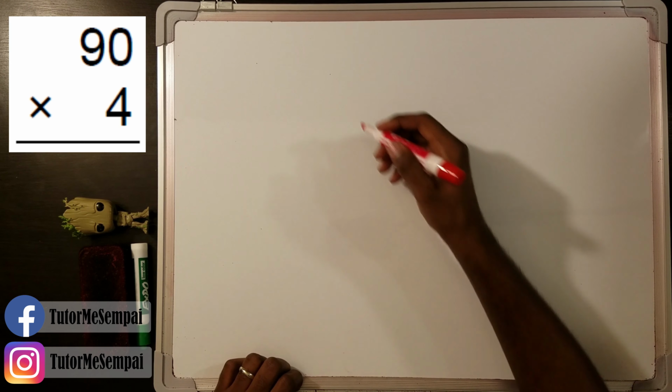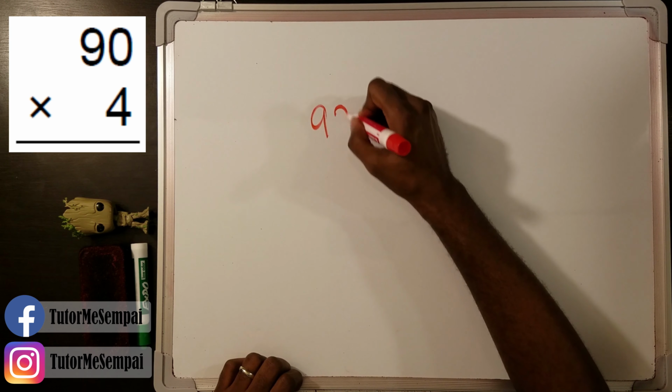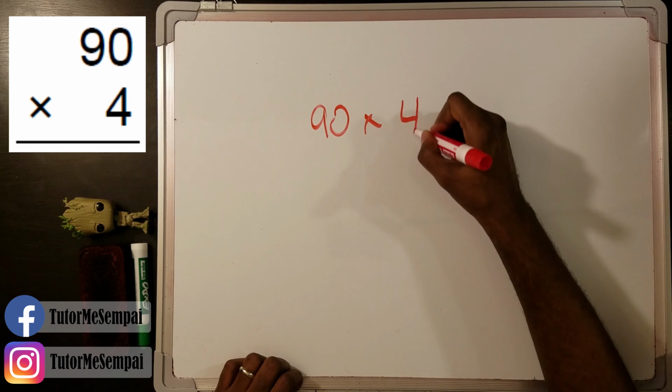So now that we got the two recommendations out of the way, let's look at our first question, and we're going to use that to walk through the initial steps, and then we're going to apply those steps to our second question. So our first question says, we're going to be doing 90 times 4.